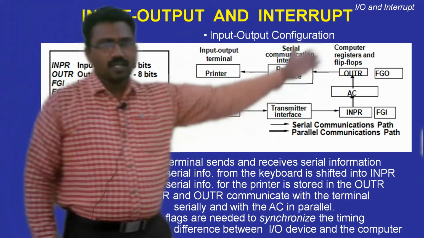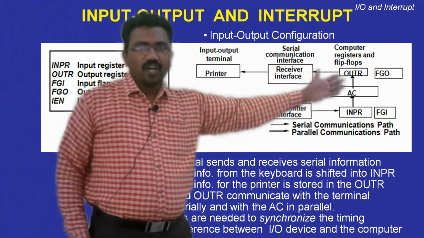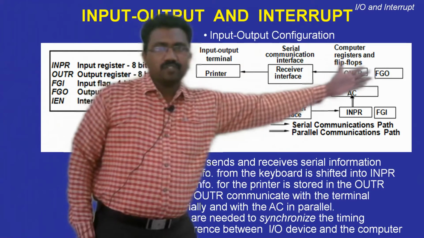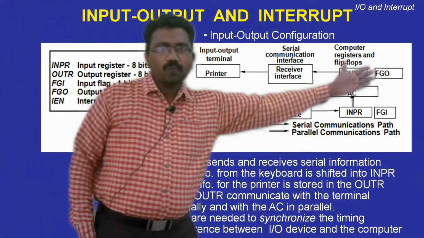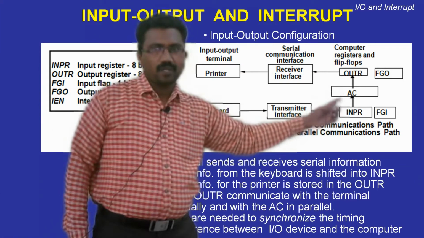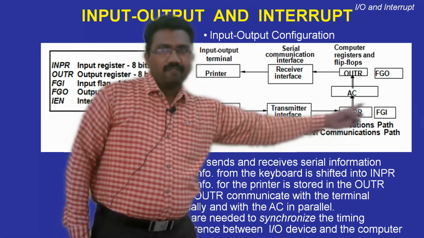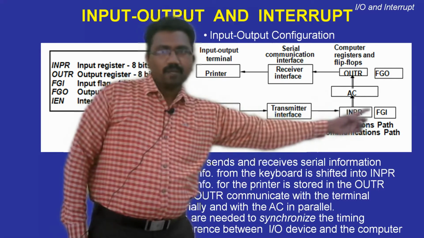And coming to these, these are the processor registers. OUTR, output register. FGO, 1-bit output flag. AC, accumulator, 16-bit register in basic computer. INPR, 8-bit register to hold the input character. FGI, input flag, 1-bit input flag.